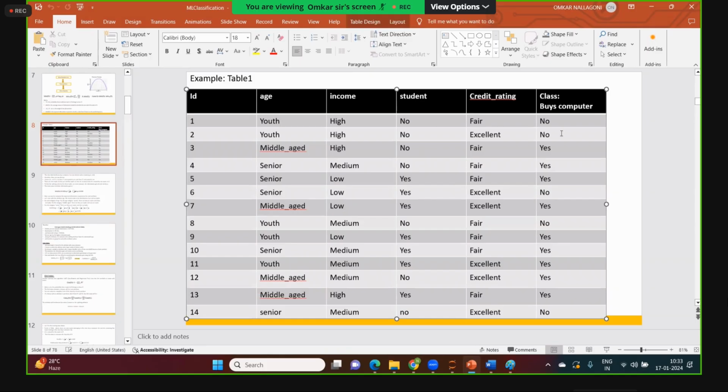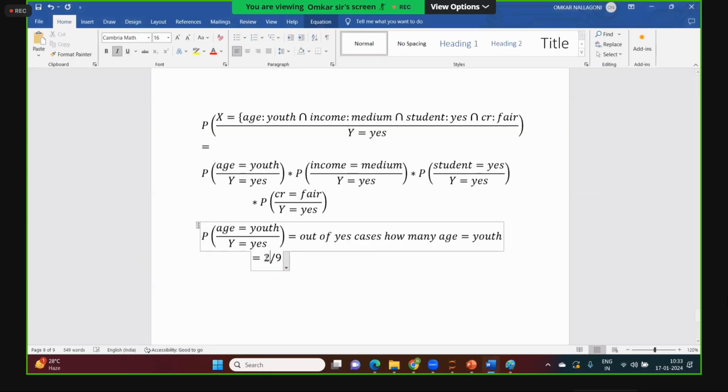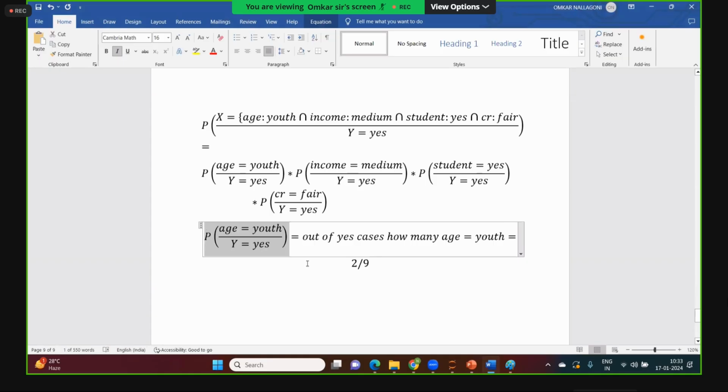Youth, this is the first 2, or not? Yes. And youth equal to no, this is also wrong. Check the ninth ID. Age equal to youth is under which category? Yes category. First filter out with yes. In that yes, only age equal to youth. So the 9th ID and 11th ID. That is 2. So that is equal to 2.